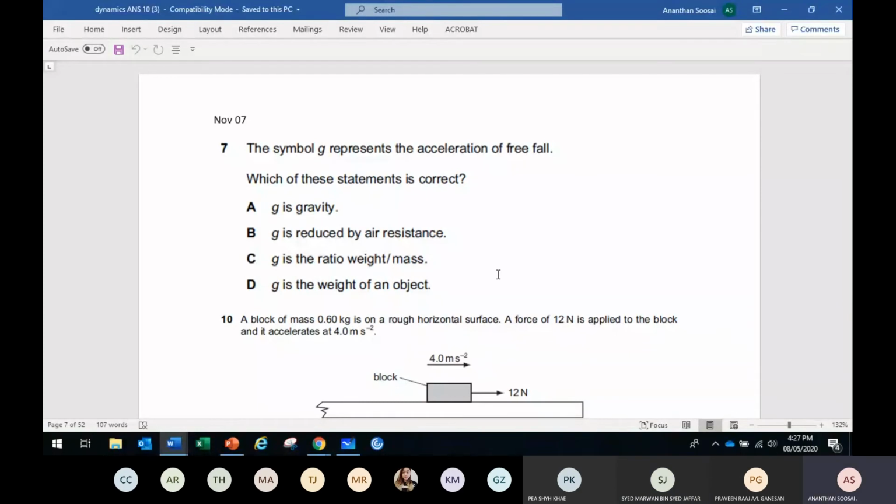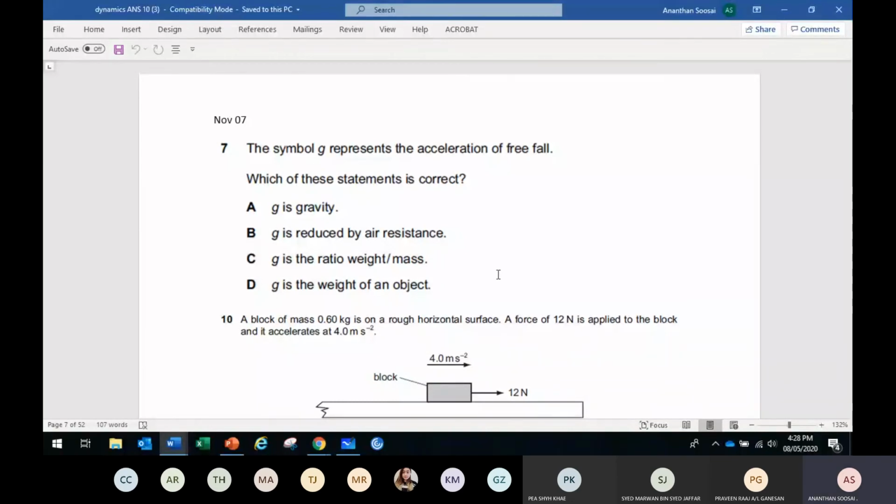So I'm receiving answers. Good, so many of you. C, yes, good. The answer should be C. Why can't it be A? g is gravity? Gravity is only the name of the effect. The gravitational effect is the name of the effect. So g is not gravity.